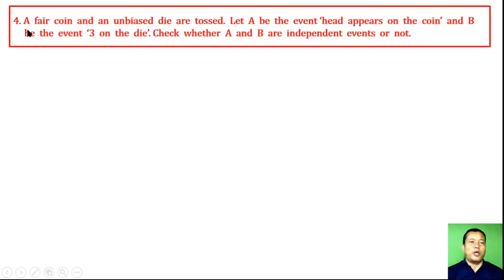For question number 4, a pair of coin and an unbiased die are tossed.